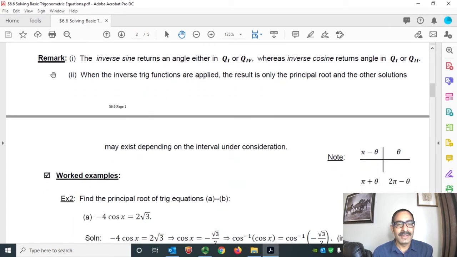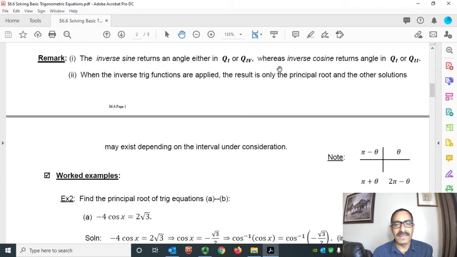Quick remark: the inverse sine function returns an angle either in the first quadrant or fourth quadrant, whereas inverse cosine returns an angle in either the first quadrant or second quadrant. When the inverse trigonometric functions are applied, the result is only the principal root, and other solutions may exist depending on the interval under consideration. That part we talked about in our earlier class.